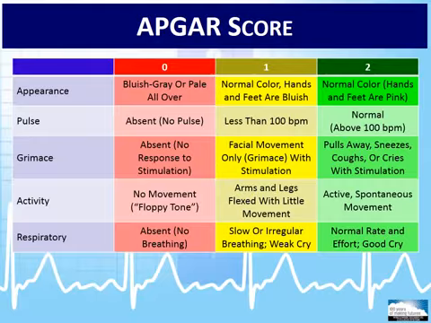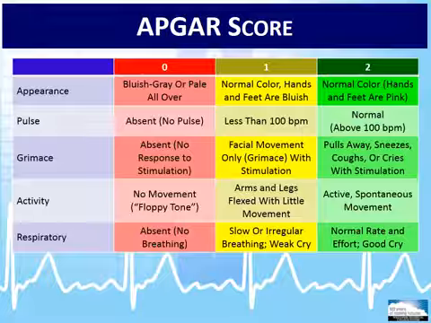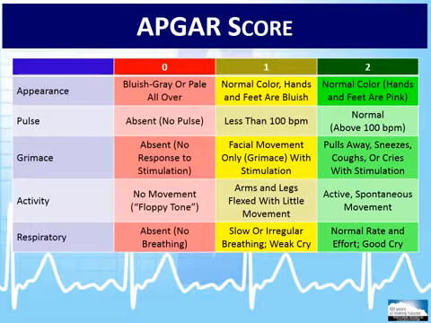Activity refers to the baby's natural positioning and movement. If the baby is not moving at all and seems floppy, 0 is the score for this category. If the arms and legs are flexed but are not moving much, if at all, a 1 is scored. If the baby has active spontaneous movement, this category is scored as a 2.